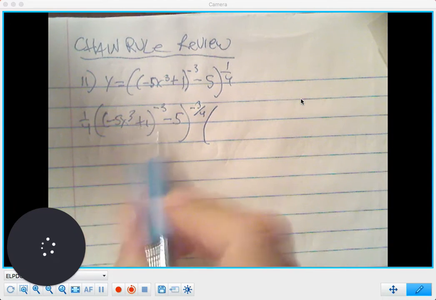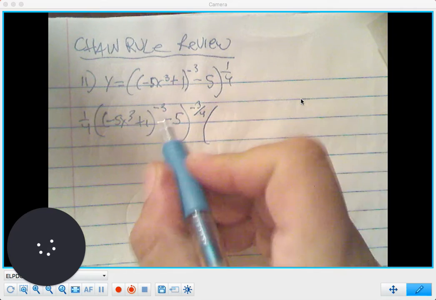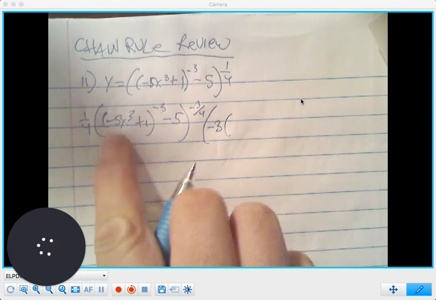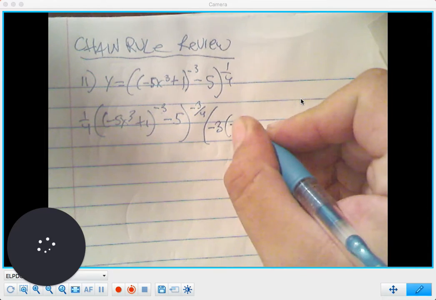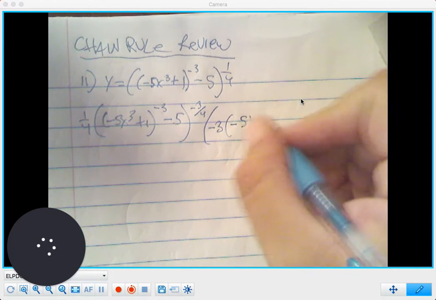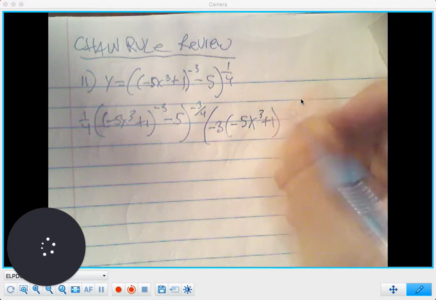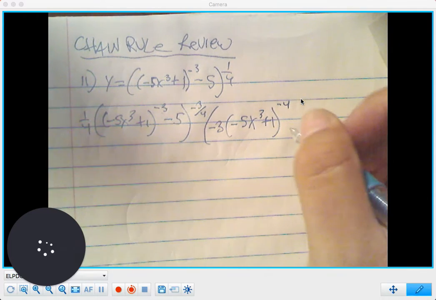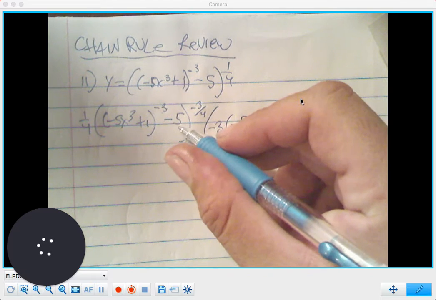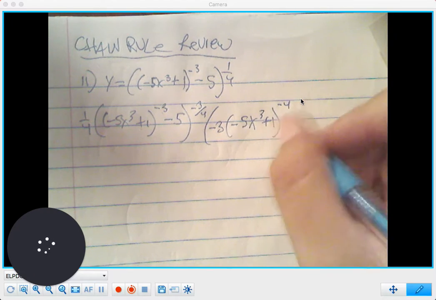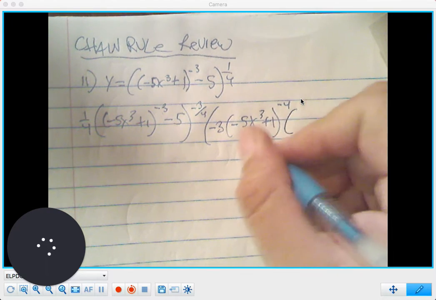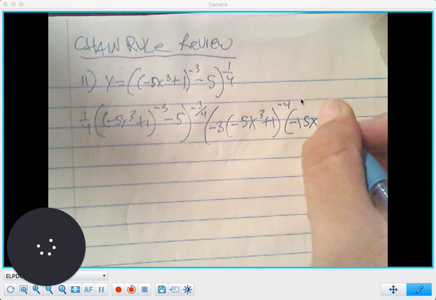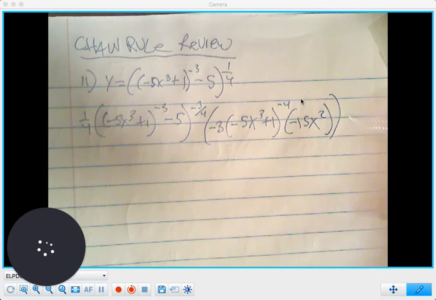Notice that here we have another chain rule, so we bring down the negative 3. And then you copy the same thing. Negative 5x cubed plus 1. And then subtract 1, that would be to the minus 4. And then the negative 5 doesn't have a derivative, but because this is a chain rule, you need to take the derivative of the inside, which is negative 15x squared, and then close it.